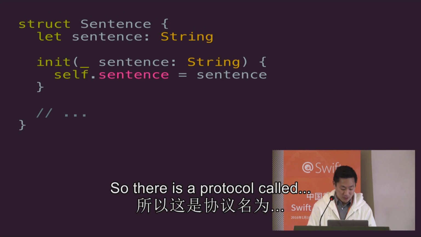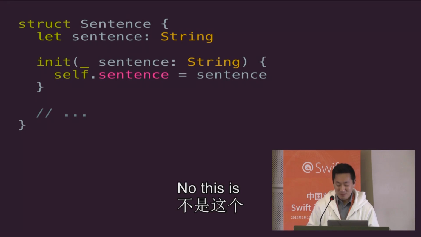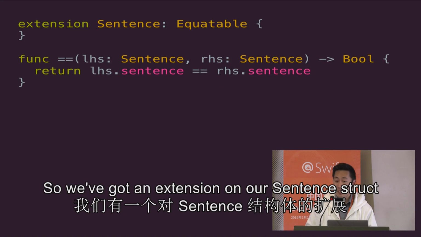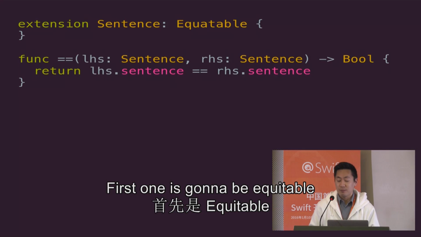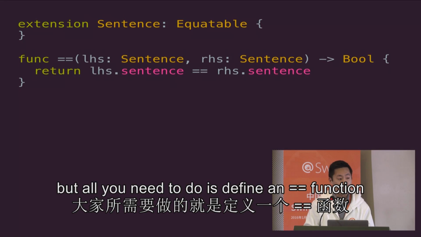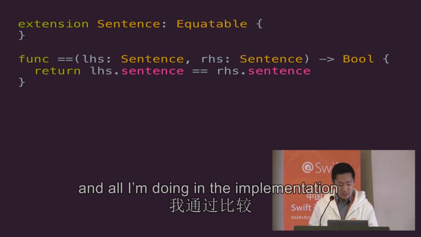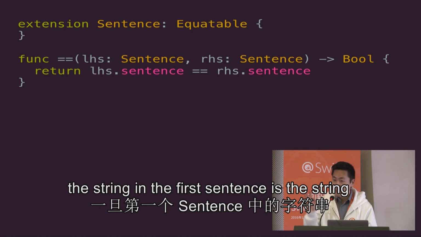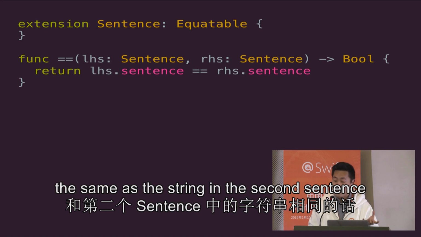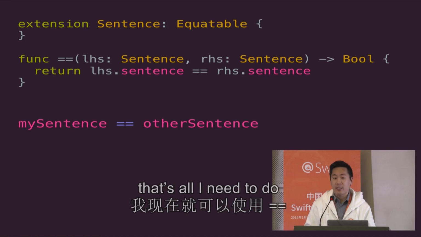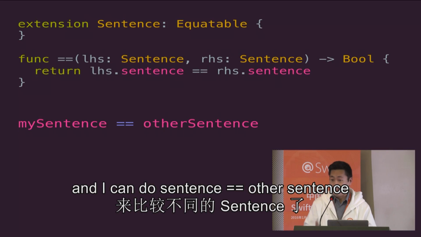So there's a protocol called, no, this is just our struct definition, just to remind you. Now let's have a look. So we've got an extension on our Sentence struct. First one is going to be Equatable. So there's actually nothing that you have to do in the extension, but all you need to do is define an equals equals function. It takes 2 sentences, and all I'm doing in the implementation is just comparing the string inside. So if the string in the first sentence is the same as the string in the second sentence, this will return true. And with that, that's all I need to do, and I can do sentence equals equals other sentence, and it just works.